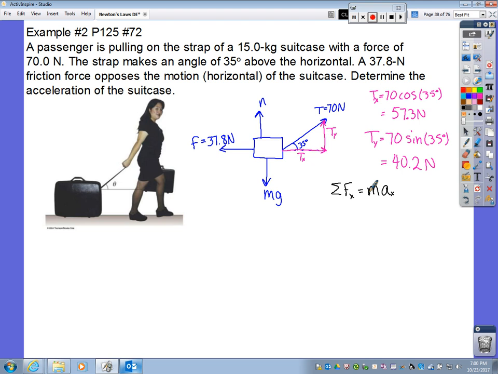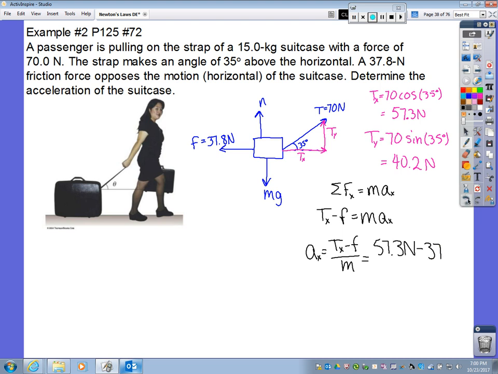So if I think about the net force in x, that equals the mass times acceleration in x, we've got Tx minus the friction equals m times a. We're trying to find the acceleration. I'm going to divide by m. Ax equals Tx minus f over m. That's 57.3 newtons minus f, which is 37.8.